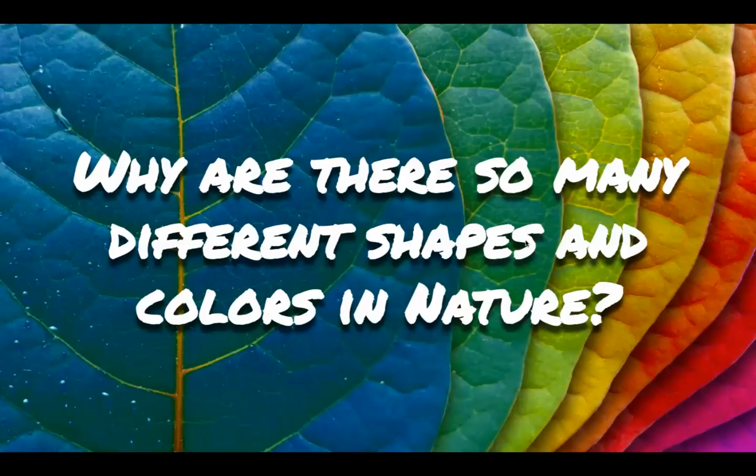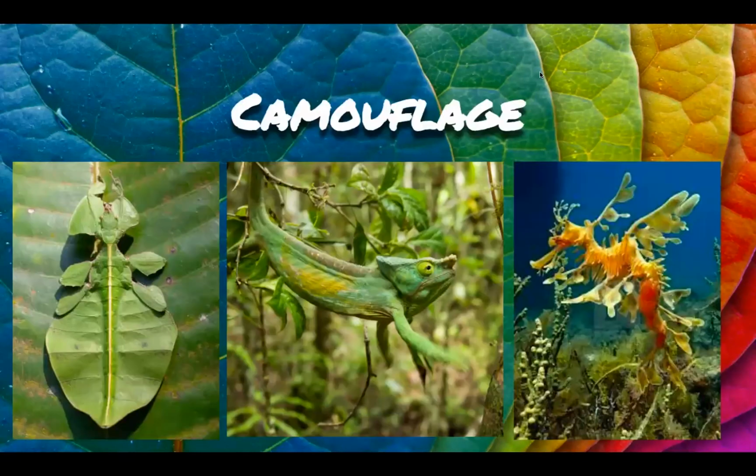So you might be wondering, why are there so many different shapes and colors in nature? Well, there are 3 main reasons that plants and animals have adapted and made different shapes and colors. The first reason is it helps them camouflage. The first example is a leaf insect or a leaf bug. He eats leaves and he looks like a leaf himself. So predators that might want to eat him are not going to see him because his shape is like a leaf and his color is like a leaf too.